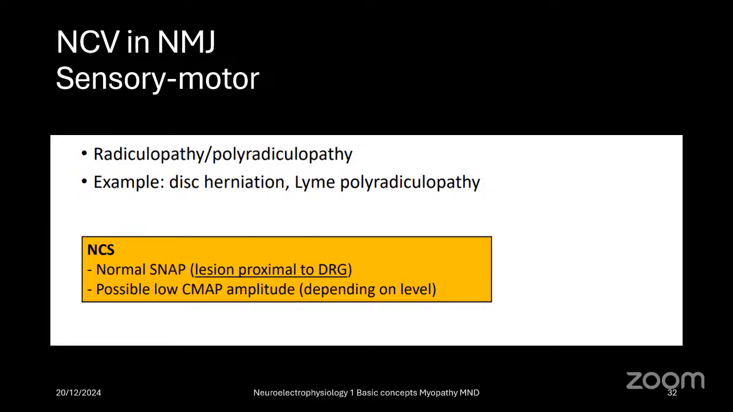The radiculopathy, polyradiculopathy, disc herniations, Lyme polyradiculopathies. Here, the SNAP is normal because the lesion is proximal to the dorsal root ganglia. There may possibly be low CMAP amplitude depending on the level.